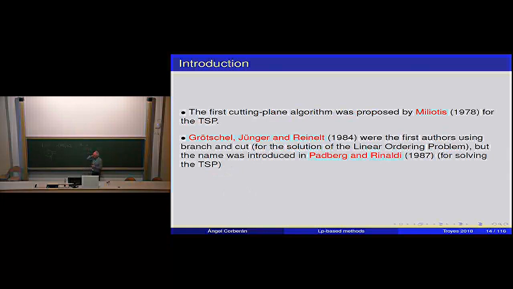The first cutting plane algorithm, as far as I know, in combinatorial optimization was proposed by Miliotis in '78 for the TSP, and the first branch and cut was used by Grötschel, Jünger, and Reinelt for the linear ordering problem, although the name was introduced by Manfred Padberg and Giovanni Rinaldi for the TSP also.